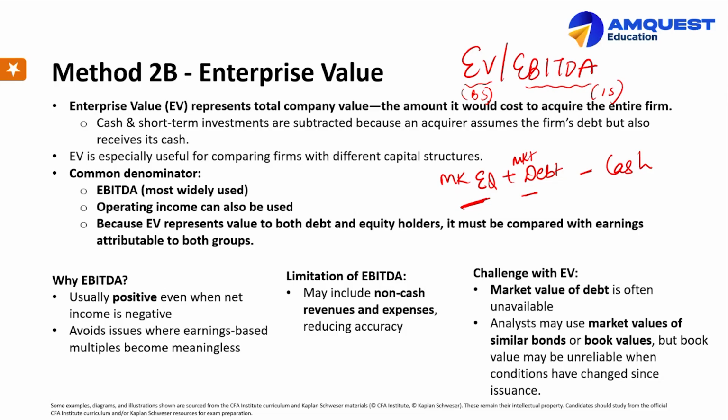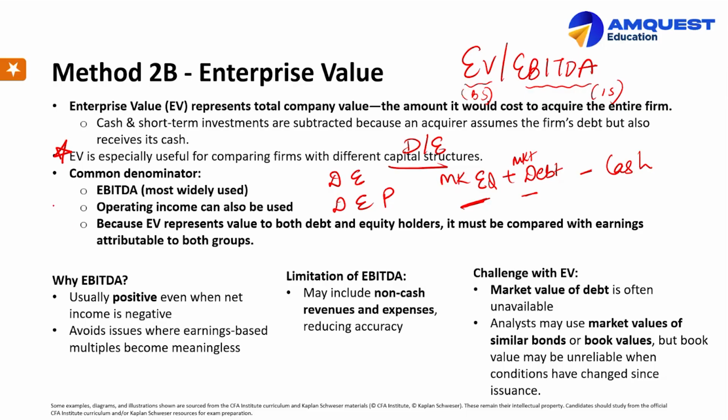EV is especially useful for comparing firms with different capital structures. So again, it's an important point. If capital structures are different, meaning the debt to equity ratio is different, one firm has debt and equity, another firm has debt, equity and preference shares, then to compare them you will have to use EV by EBITDA.